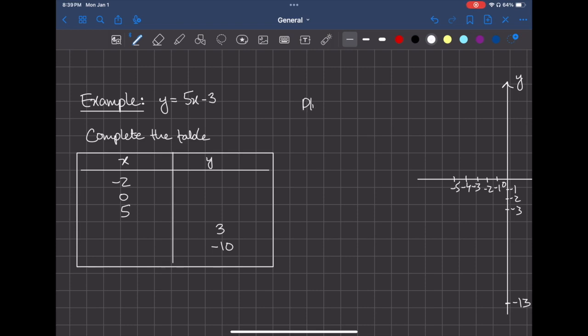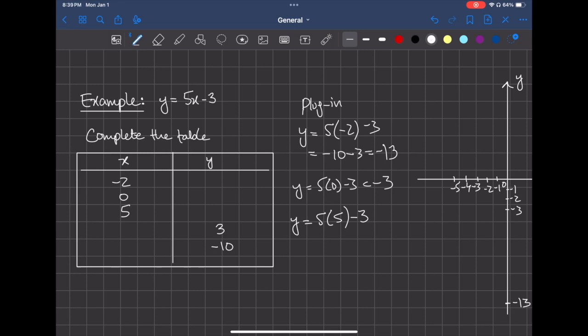To solve this question, we will plug in the given values into the equation one by one and find the corresponding value for the other variable. First, we plug in x equals negative 2. That gives us 5 times negative 2 minus 3, which is negative 13. Then we plug in x equals 0, which gives us minus 3. Next, we input x equals 5, and that gives 5 times 5 minus 3, which simplifies to 22.